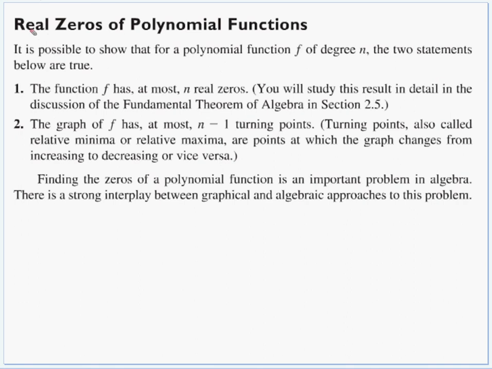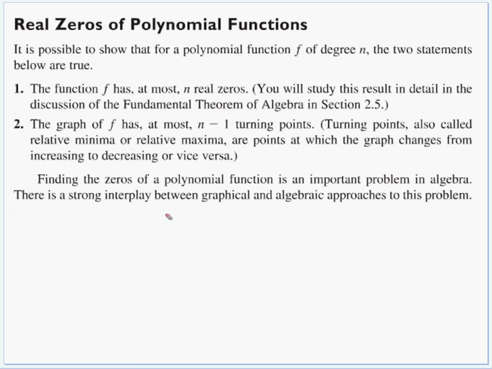Now here we talk about the zeros of a polynomial function. It is possible to show that for a polynomial function f of some degree n, that would be its exponent, these two statements are true. The function has at most n real zeros. We'll study this detail more in the fundamental theorem of algebra. The function f has at most n minus 1 turning points, turns on the graph. These turning points are also called relative minima or maxima, the point at which the graph changes from increasing to decreasing or vice versa. Finding the zeros of a polynomial function is an important problem in algebra.